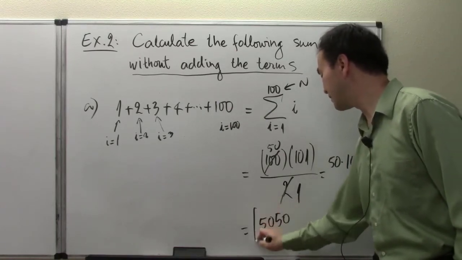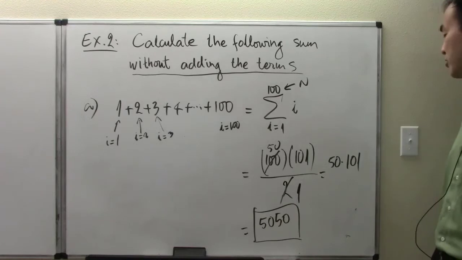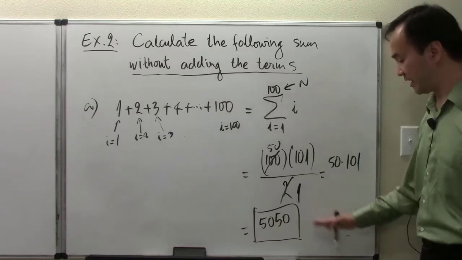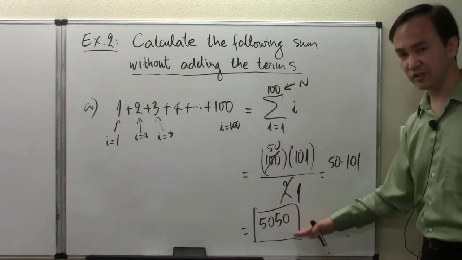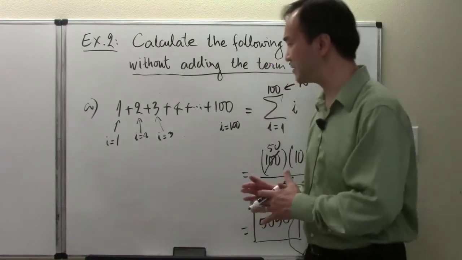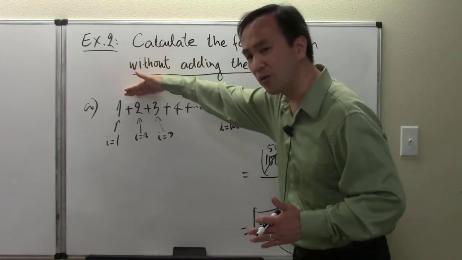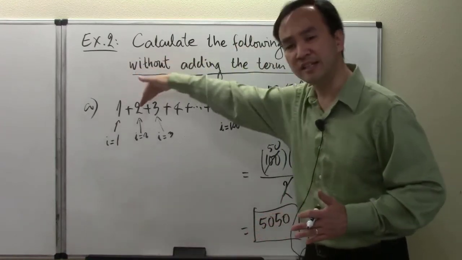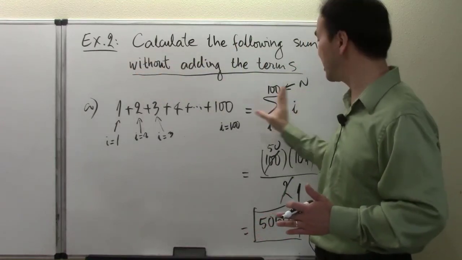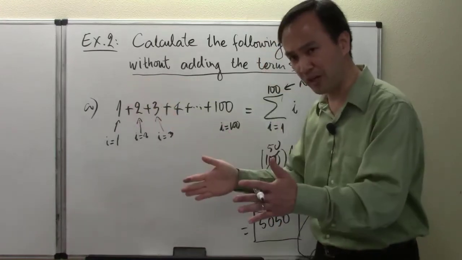5,050 after multiplying 50 with 101. Okay, and that's how we find the answer to this problem. So the challenge in this problem is that we started out with a sum that was not written in summation notation yet, and then we have to be able to identify a couple key things right here.